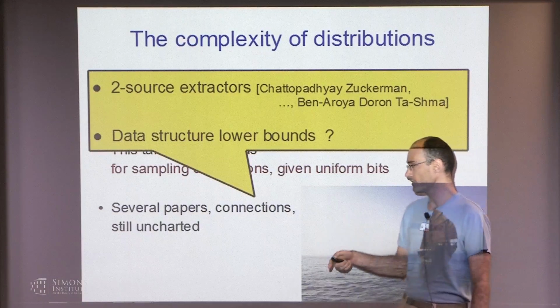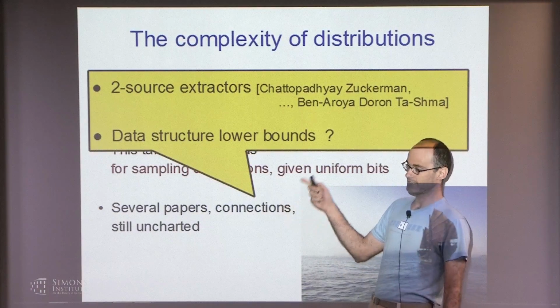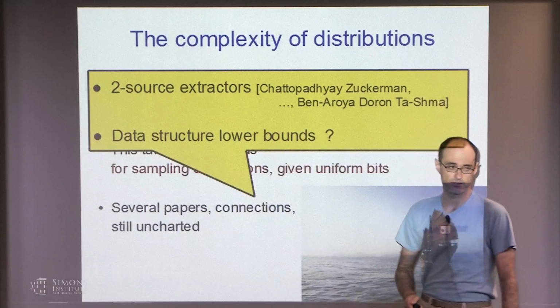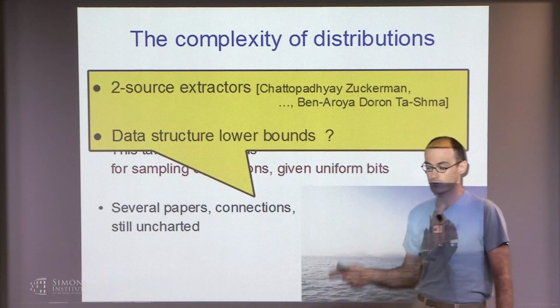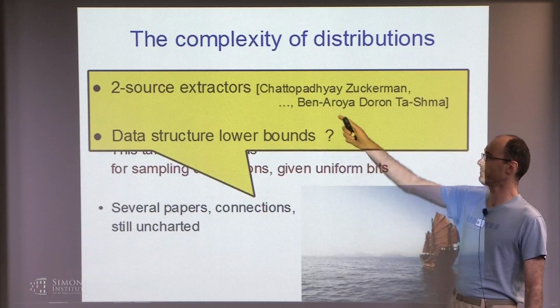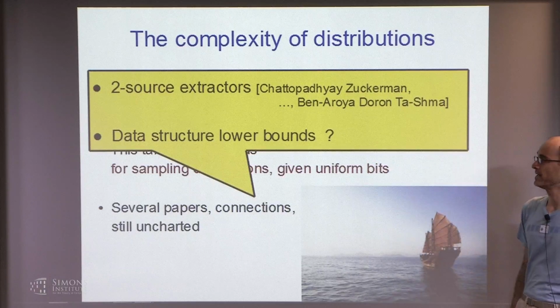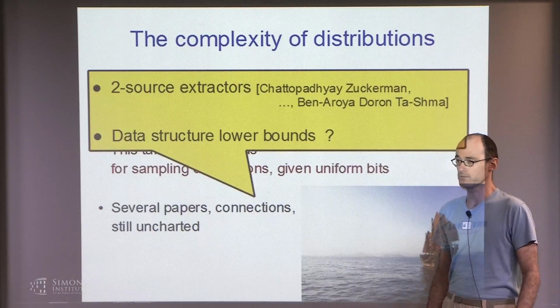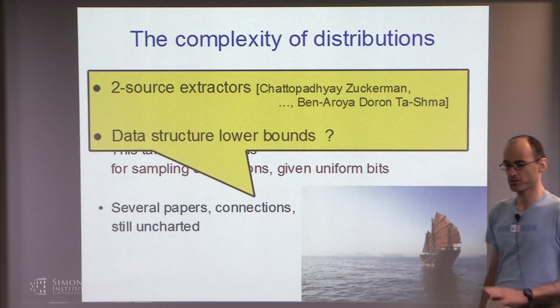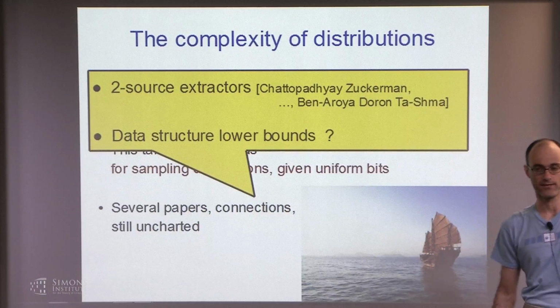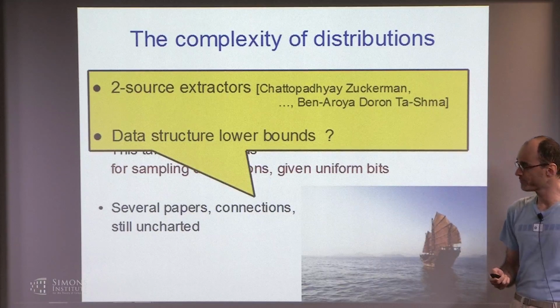So some of the ideas and results that were developed here were actually used in the two-source extractors breakthrough by Chattopadhyay and Zuckerman, and later, more specifically, in the tightening by Benaroya, Doron, and Tashma. And there is a connection to data structure lower bounds, which I'm going to touch on later in this talk, but I think it does not yet give very strong bounds.